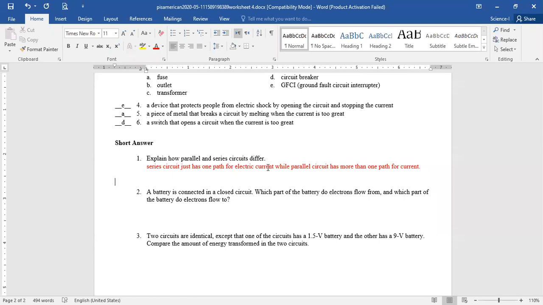Yes. So let's pass to question number 2 here. It says that a battery is connected in a closed circuit. Which part of the battery do electrons flow from, and which part of the battery do electrons flow to? That means what is the direction of the current? It will pass from to. Who can tell me? Let's get other people, guys. Others, could you share with us?